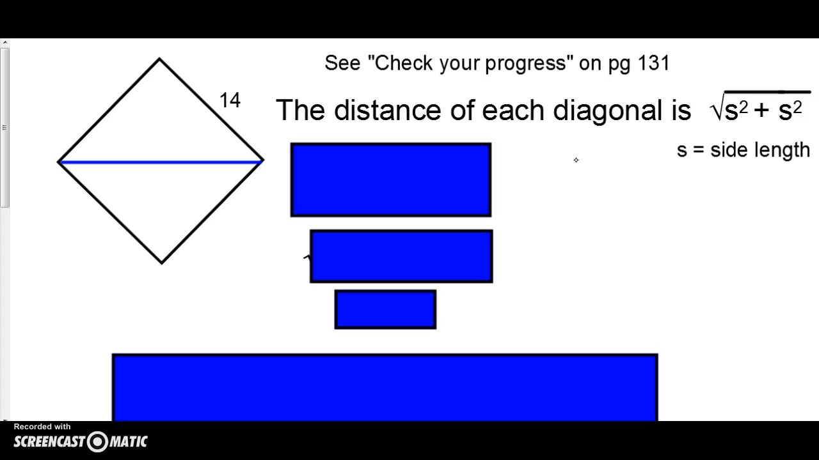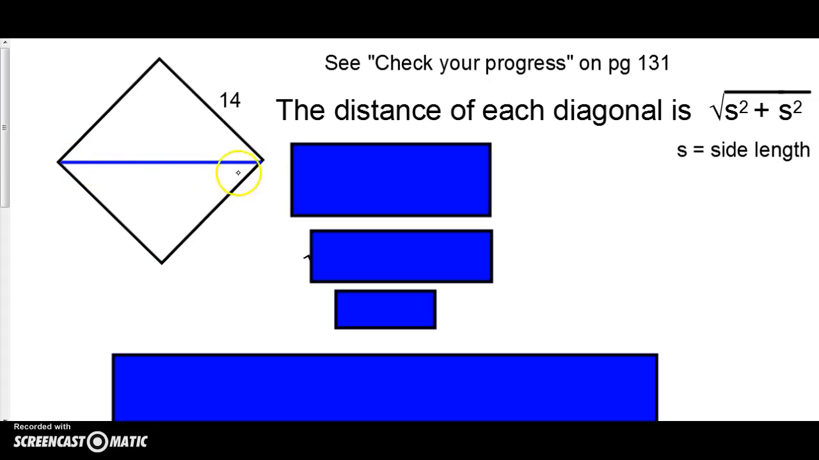All right, the next one is check your progress on page 131 in your book, and I'll read it. It says, in a Little League, the bases are squares with sides 14 inches. The expression, the square root of s squared plus s squared, meaning the 2 sides, represents the distance diagonally. So I just drew a quick little baseball diamond. And they're saying if each side is 14 feet, what is the middle distance?